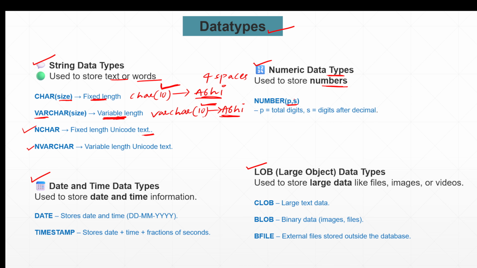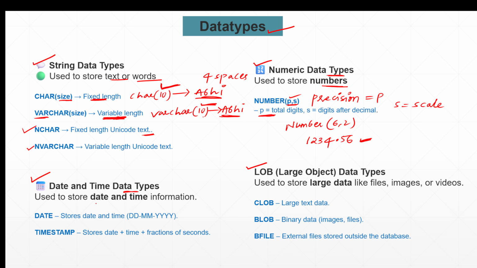Here, P stands for precision and S stands for scale. For example, number 6 comma 2, which means a number with up to 6 digits where 2 digits come after the decimal, like 1234.56. Then we have date and time data types.